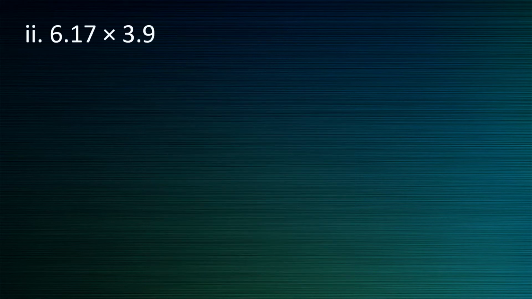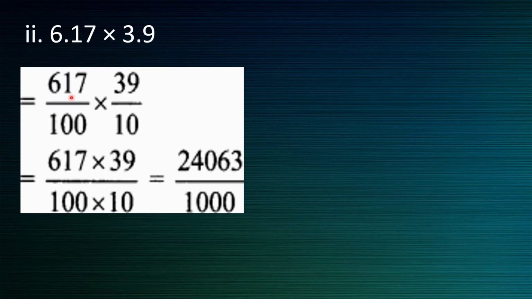Second question, 6.17 multiplied by 3.9. So first we will convert these decimal numbers into common fractions. So 6.17 is equal to 617 upon 100, and 3.9 is equal to 39 upon 10. Now we will multiply this. So 617 upon 100 multiplied by 39 upon 10.